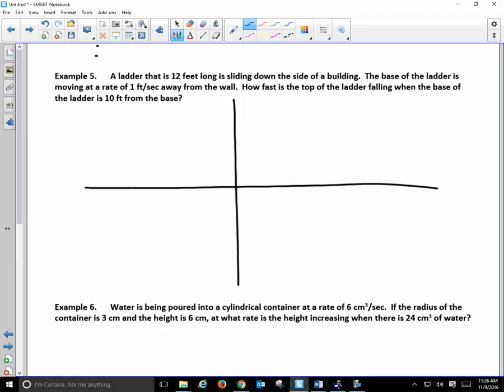It's sliding down the side of a building. So got a building. It's got a door. We'll say this is Catherine's house. There you go, Catherine.